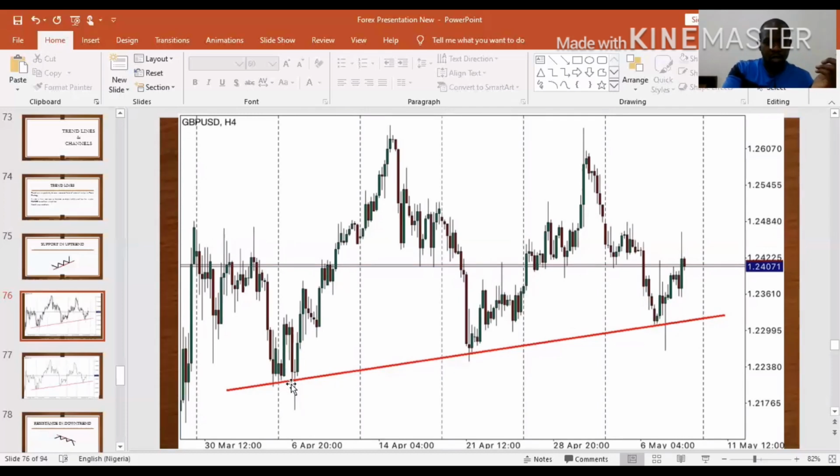That's what the line chart shows. A line chart will ignore all of this week. It will just show the closing price. So let me show you my next slide.